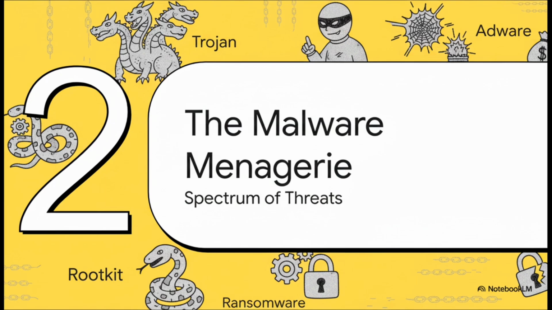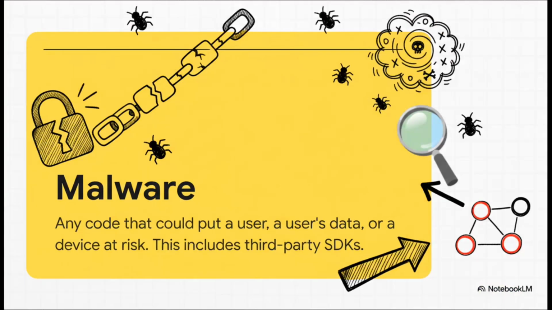Okay, so that's the why. Now let's move on to the what. Google sorts malware into this whole menagerie of different threats. Getting to know these categories is really the first big step to making sure you steer clear of them. So the official definition here is incredibly broad. And the most important thing to get from this is that malware isn't just some virus you accidentally write. It's any code that creates a risk.